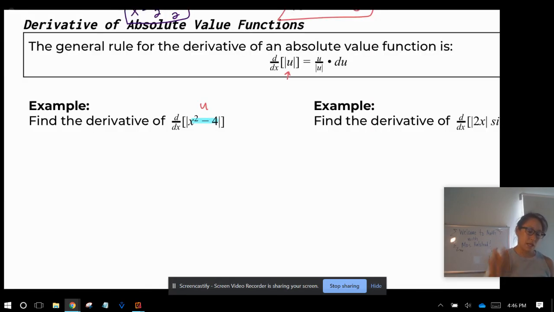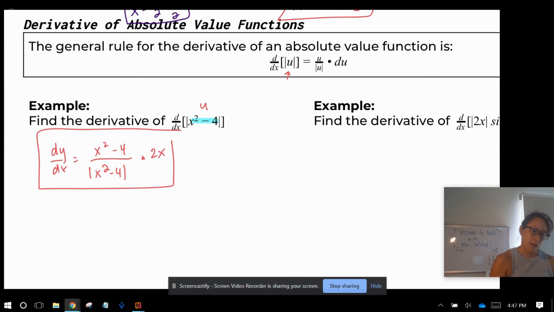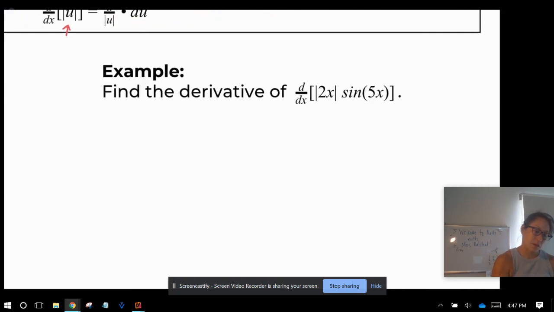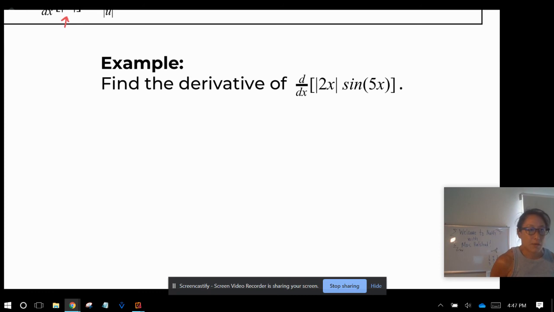So we take the inside part, so dy dx would equal u, which is x squared minus 4, all over the absolute value of x squared minus 4, times the derivative of the inside, and the derivative of x squared minus 4 is 2x. And we're done with that one. Okay, so let's get a little trickier. So the derivative of the absolute value of 2x times the sine of 5x.